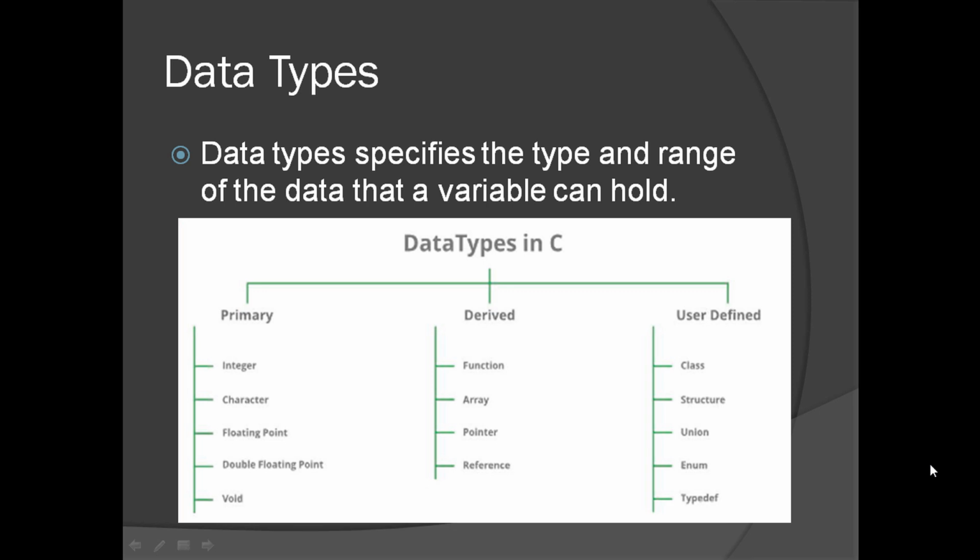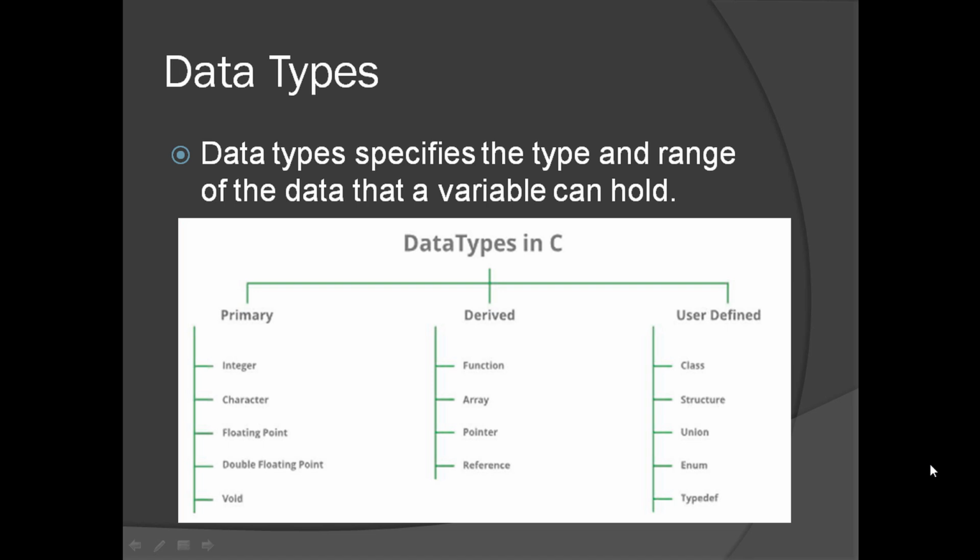For example, if we declare a variable, which type of data that variable can hold can be decided by the data type. And also how much values, the range of values a variable can store. The maximum and minimum values are also specified by the data type only. So these things are decided by the term called data type.